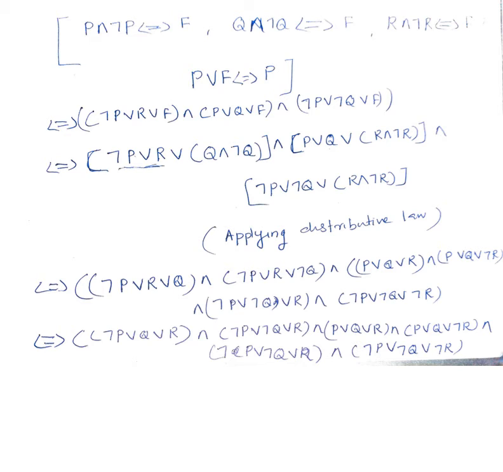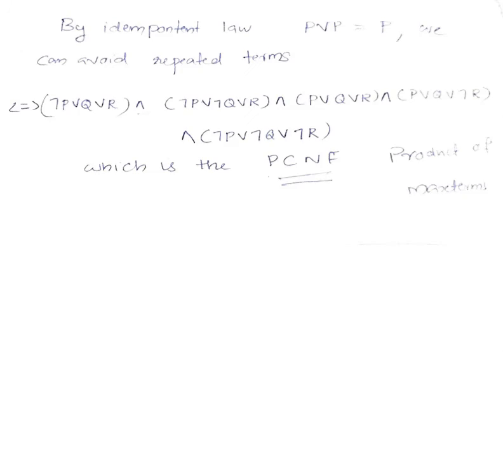Next we use the idempotent law to avoid the repetition. By the idempotent law we know that P or P equals P. We avoid the repeating terms and we get the correct PCNF without repeating any max terms. That is the product of max terms. Then we have to find the sum of min terms. It is very simple to find the PDNF from the PCNF.